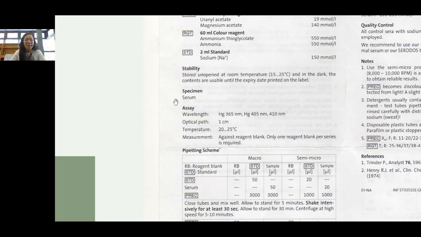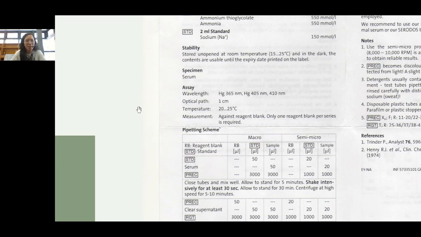And then, the specimen here, kids. If ever you do sodium determination by chemical method, it should be serum, because as indicated here, only serum is specified.